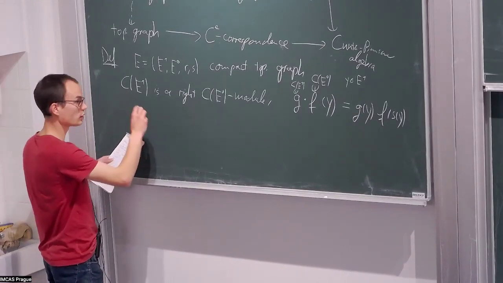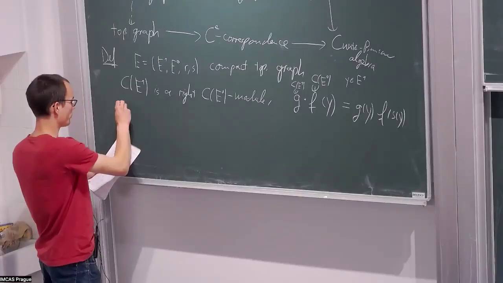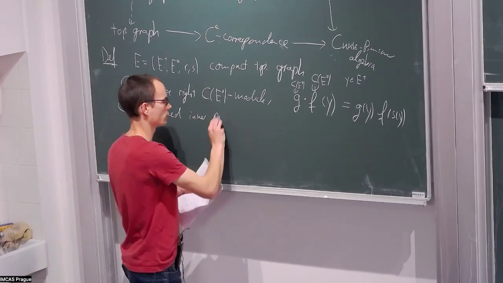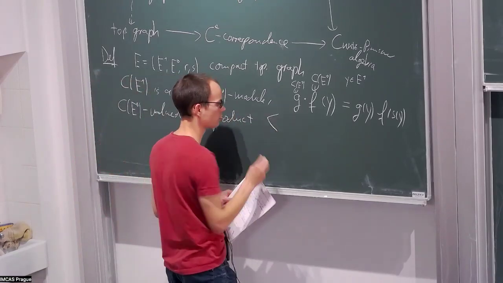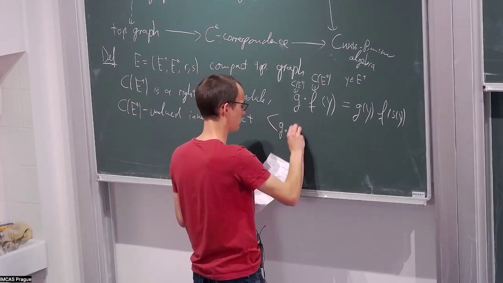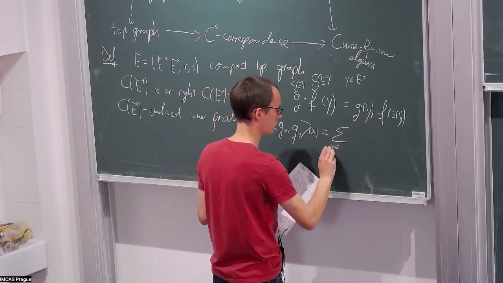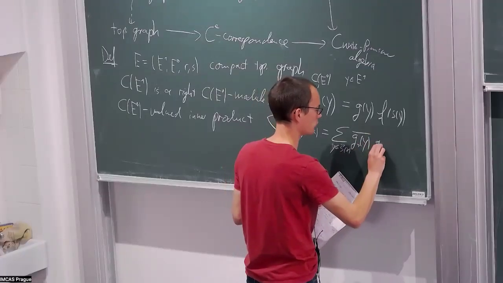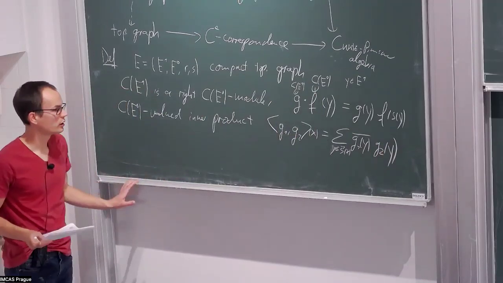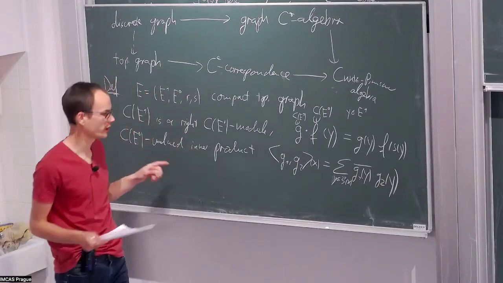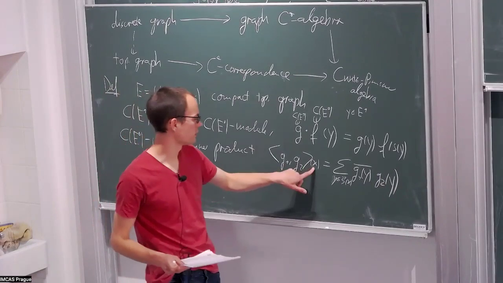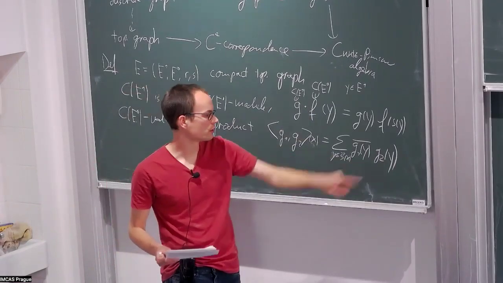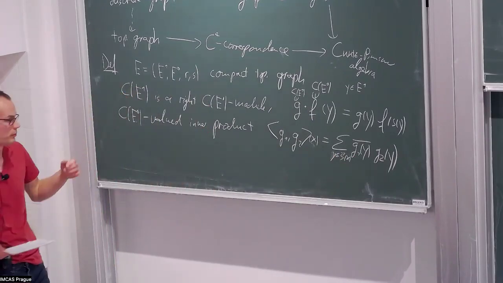Then you form a C of E0 valued inner product. In this way, x in this case is in E0. This whole thing should be a continuous function on E0. So if we plug in x in E0, then we look at its fiber, S inverse of x, and then you sum over the values of the function over the points of this fiber.